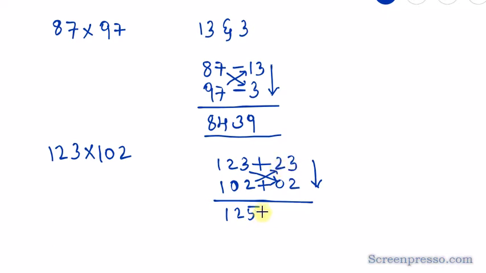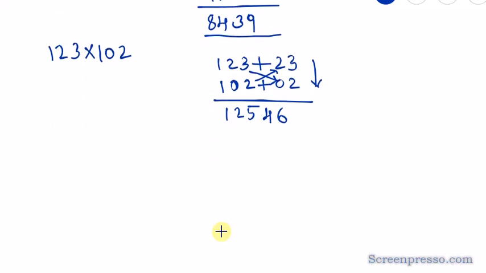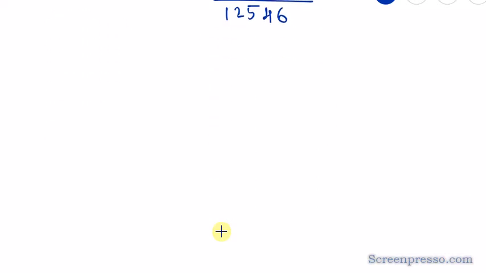Here 2 into 2 is 4, 3 into 2 is 6. Our answer is 12,546. So we'll see the next example.